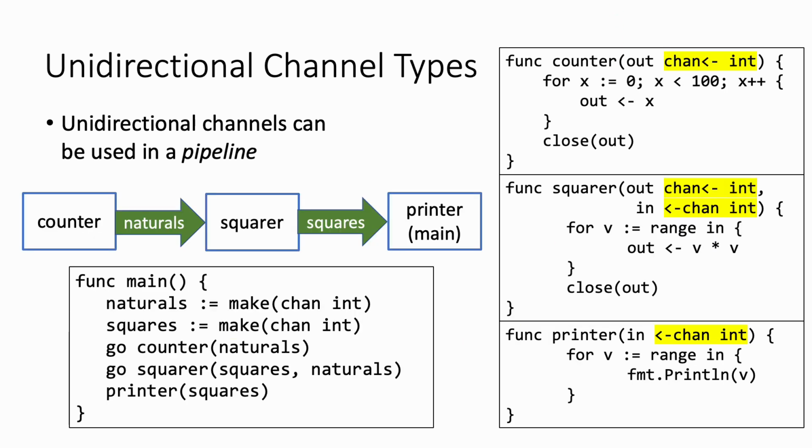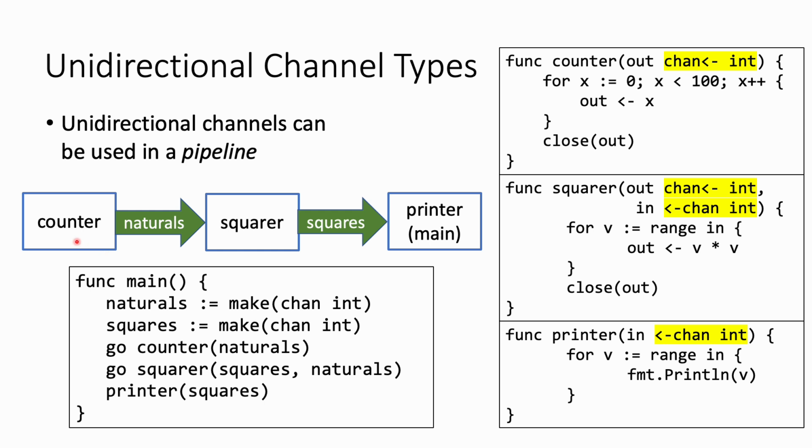Unidirectional channels can be used in a pipeline, which is a collection of goroutines connected together so that the output of one is the input to another. In this example, we have a pipeline of three goroutines that execute three function calls: counter, squarer, and a printer, respectively. The printer goroutine is the main goroutine. The other goroutines are new goroutines.